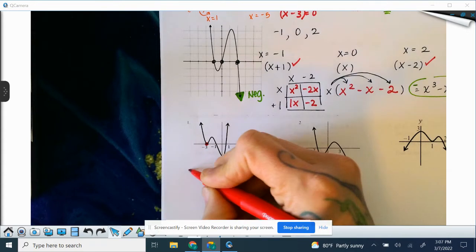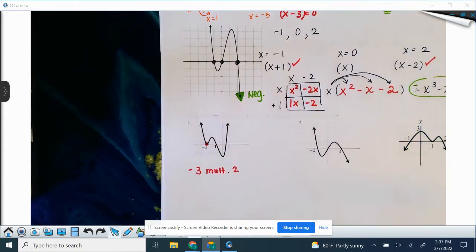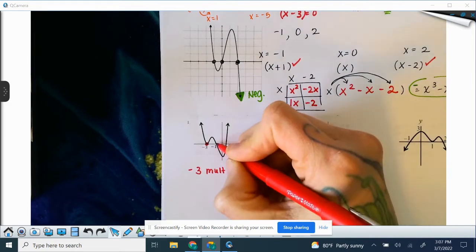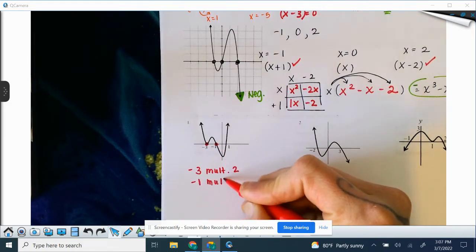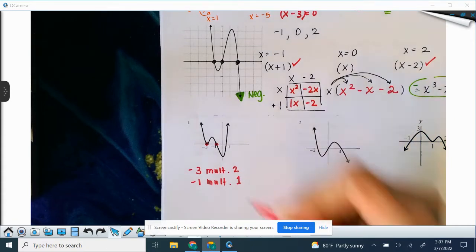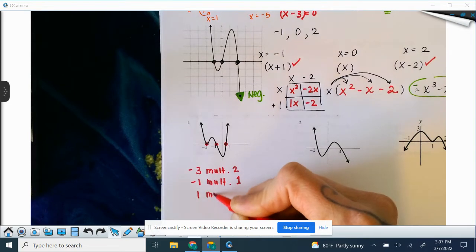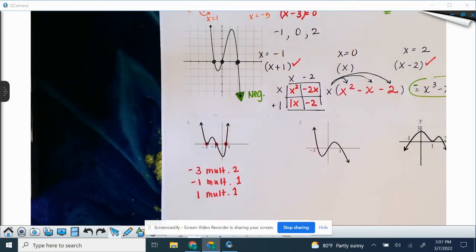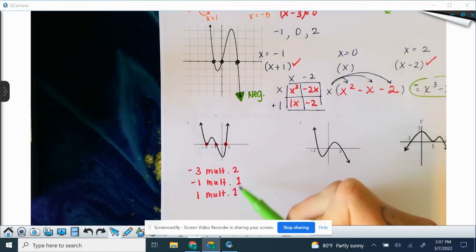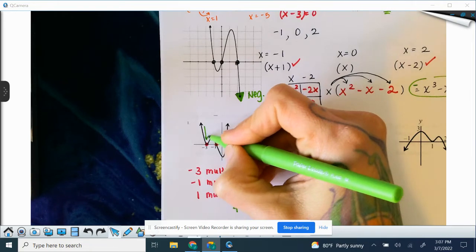So that means negative 3 with a multiplicity of 2. Remember, bounce is 2. We have a negative 1. It only happened once. So multiplicity of 1. Coming back up, we have a positive 1. Multiplicity of 1, because it went straight through that line. And that means we have 1, 2, 3, 4. Multiplicity of 4.